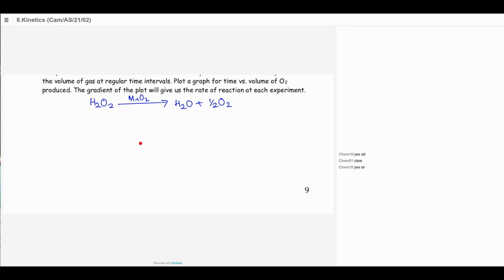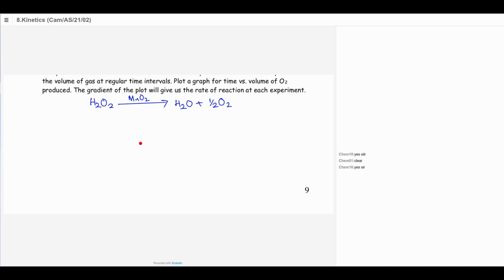You have to carry out the reaction twice, once in the presence of catalyst and then in the absence of catalyst. We'll notice that in the absence of catalyst, it takes a longer period of time for the reaction to complete than in the presence of catalyst. So that shows the catalyst increases the rate of reaction.